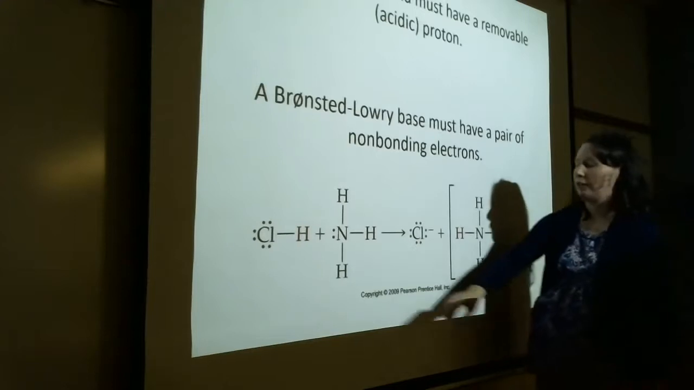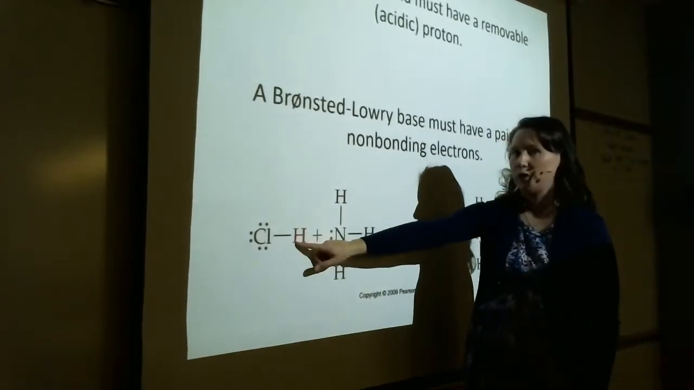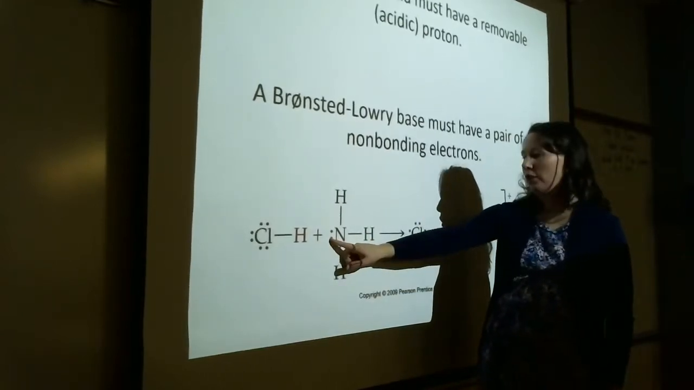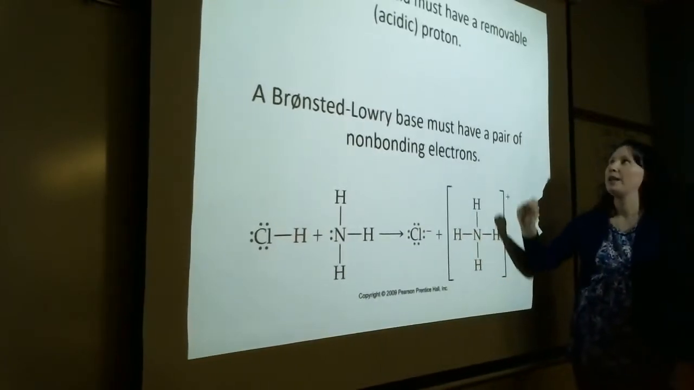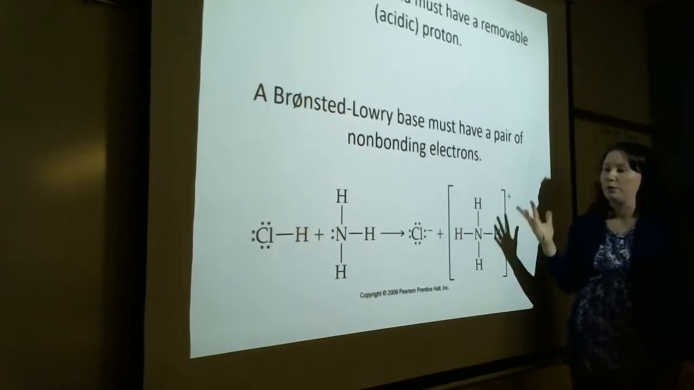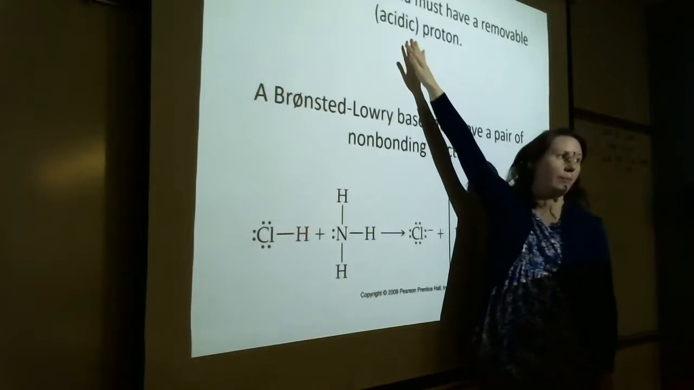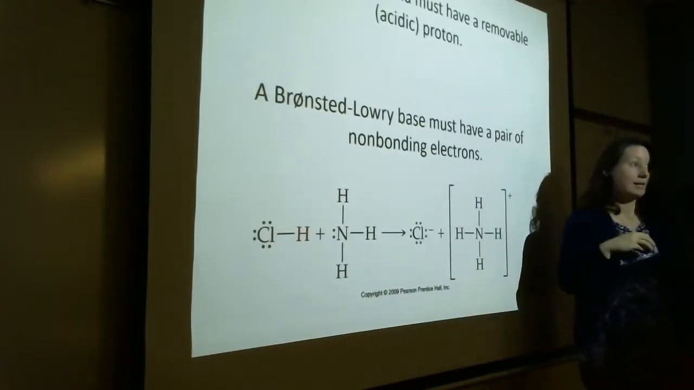So in other words, you have to have a pair of non-bonding electrons, right? If HCl is donating this H plus, it's got to have somewhere to land, right? So you need to have a lone pair to accept it, and you've got to have a proton that you could remove. So you've got to have both. You have to be an acid, you have to have an acidic proton. Acidic just means removable, because not every H is going to be acidic.